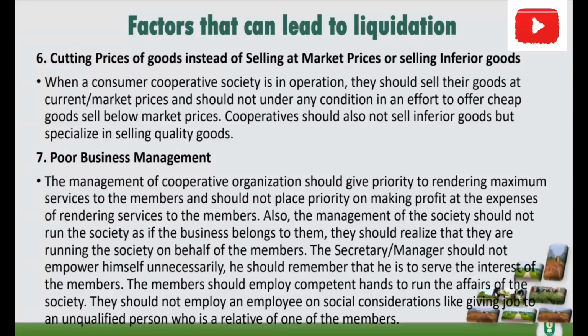Number 7, poor business management. The management of a cooperative organization should give priority to rendering maximum services to members and should not place priority on making profit at the expense of rendering services to the members. Also, the management of the society should not run the society as if the business belongs to them. They should realize that they are running the society on behalf of the members. The secretary and the managers should not empower themselves unnecessarily. They should remember that it is to serve the interests of the members.